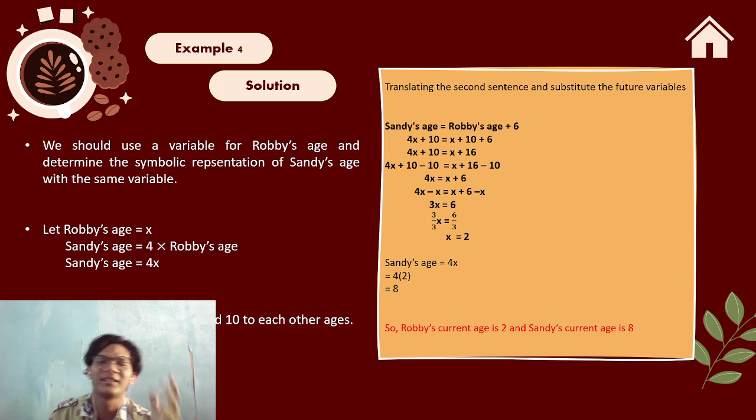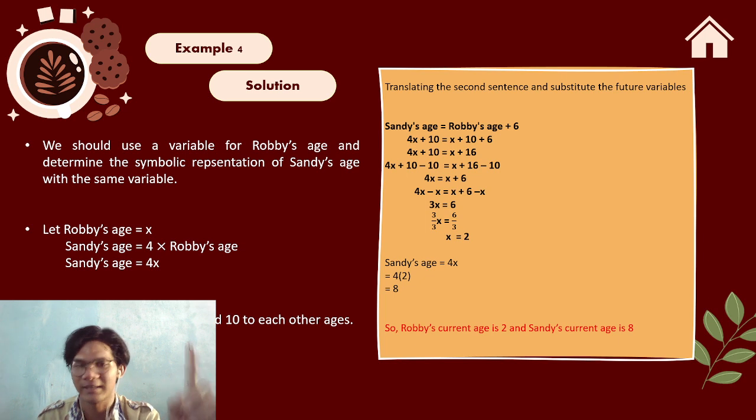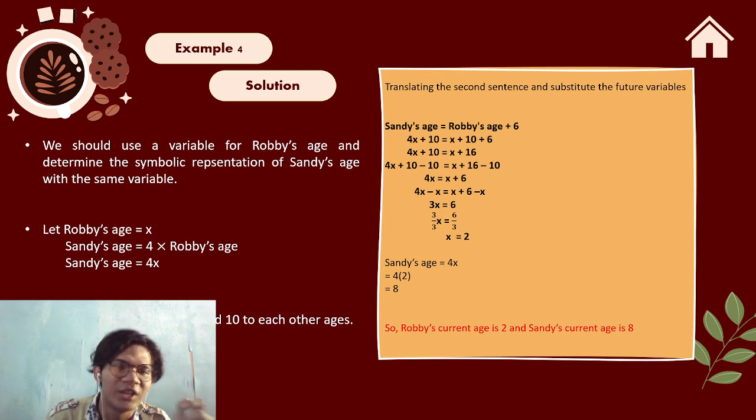So we translate the second sentence and substitute the future variables. We got Sandy's age is equal to Robbie's plus 6. Sandy's age is 4x plus 10 and Robbie's age is x plus 10 plus 6, because this is 6 years. Okay. So we add on the right side. We got 4x plus 10 is equal to x plus 16.